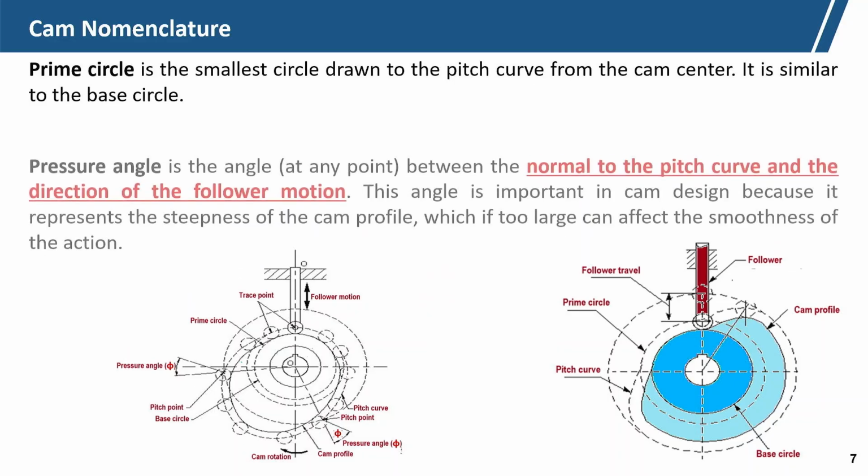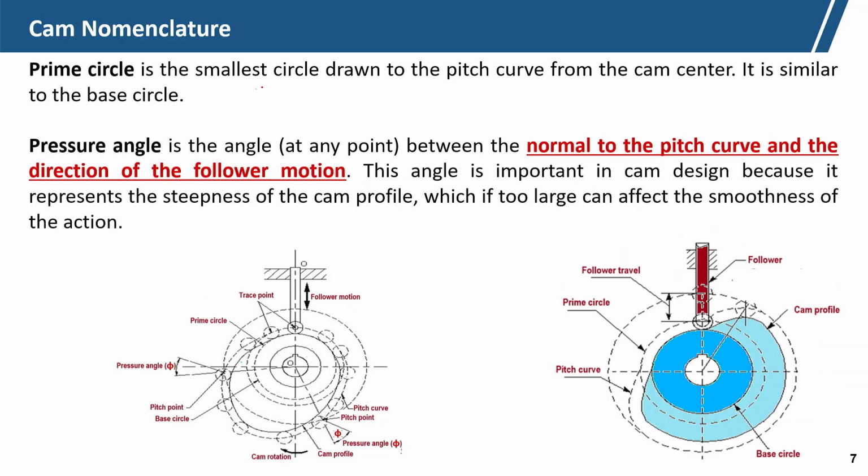And prime circle: we can see the prime circle is the smallest circle that is drawn on the pitch curve from the center. It is similar to the base circle, that means the smallest circle drawn with the pitch curve. So, the prime circle will also follow the pitch curve. From the cam profile we get the base circle, and from the pitch curve we get the prime circle.